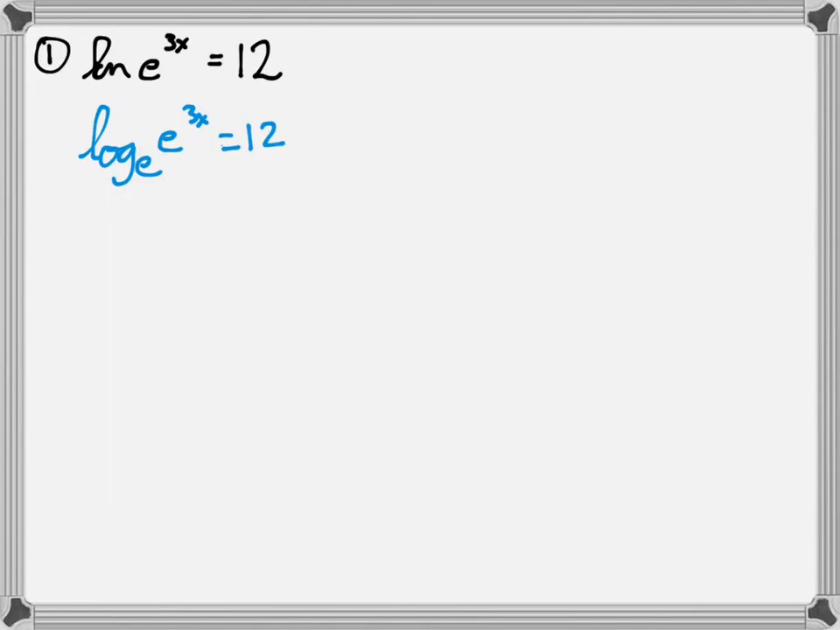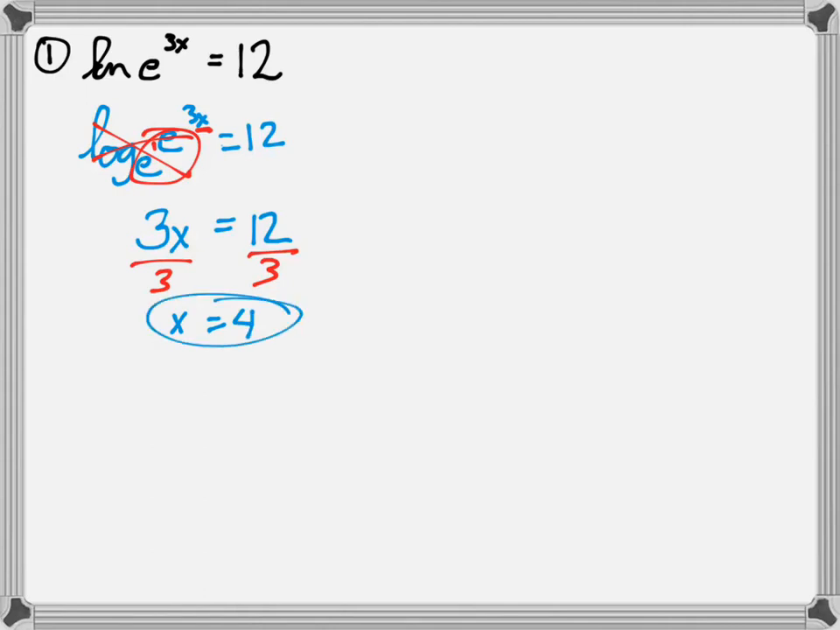So if we have a log with the same base as what's behind it, so like e to the what power, if these match, they cancel out, leaving us just the exponent as the whole thing. Just remember that exponent can go in front as a product. Then we'll solve this by dividing by 3. X is equal to 4. That's your answer.